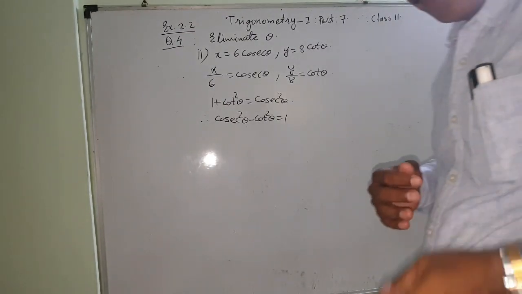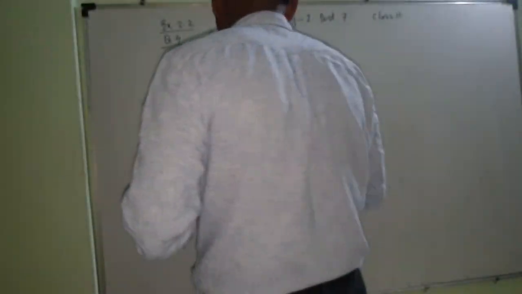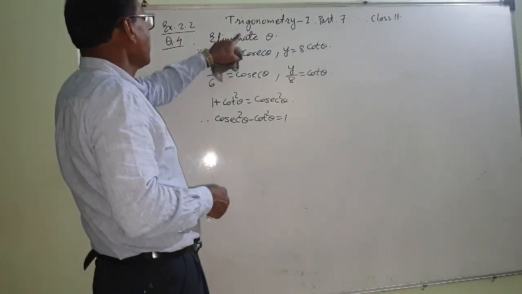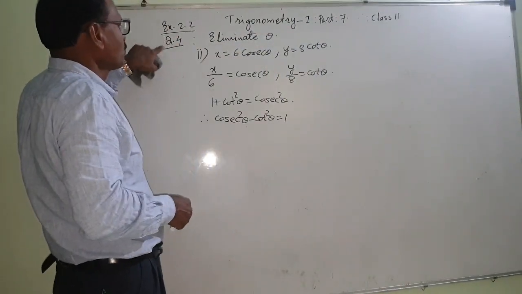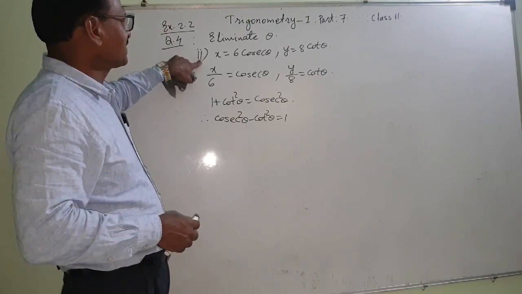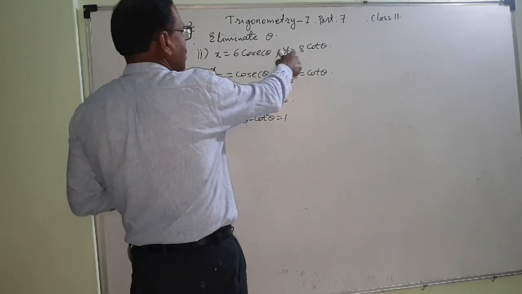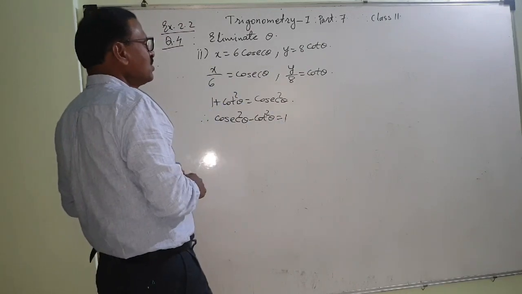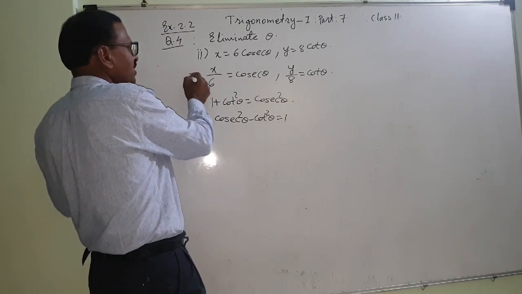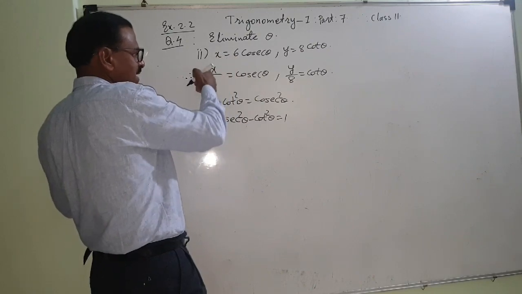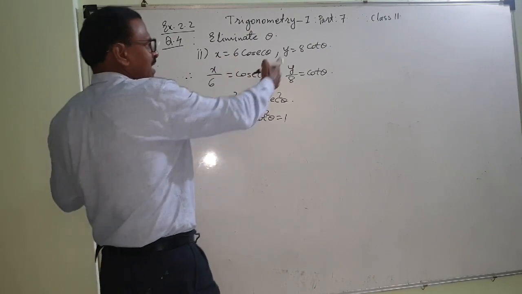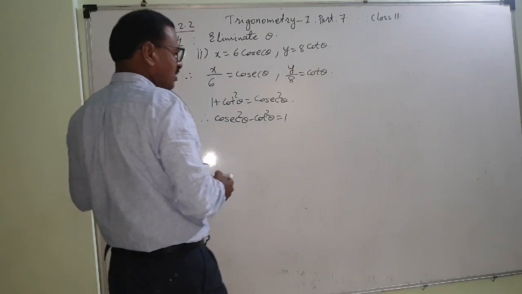Now this one question I have written on the board. Eliminate theta, exercise 2.2, question number 4. In that, the second one I am taking, x is equal to 6 cosec theta, y is equal to 8 cot theta. So from this, I will bring this 6 here: x upon 6 is equal to cosec theta and y upon 8 is equal to cot theta.